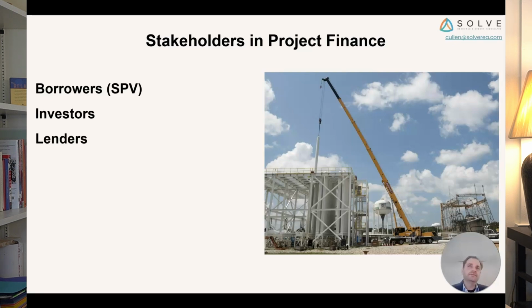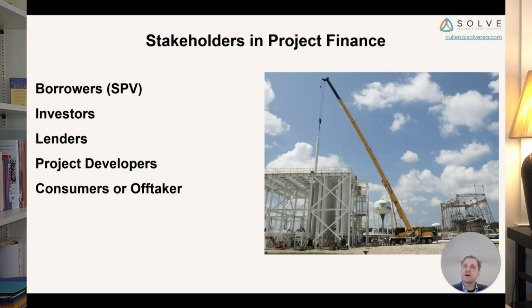Then there are the lenders. These are those capital providers providing the main portion of money into the project. The project developer. This is typically your company or your client's company. The operating company that's putting this whole project together, that's the sponsor of the project, the designer of the project, and the organizer.